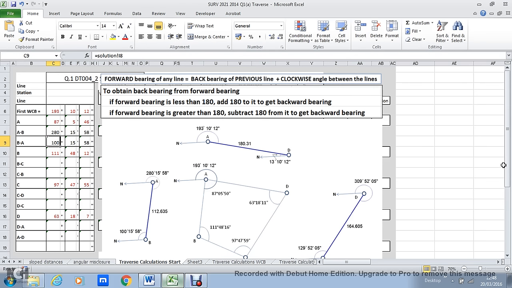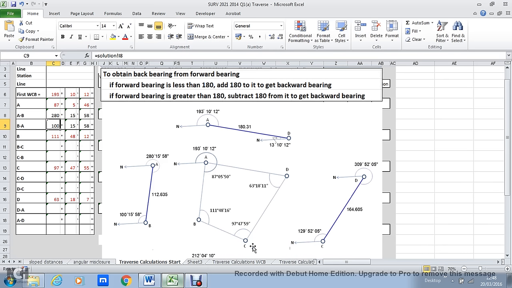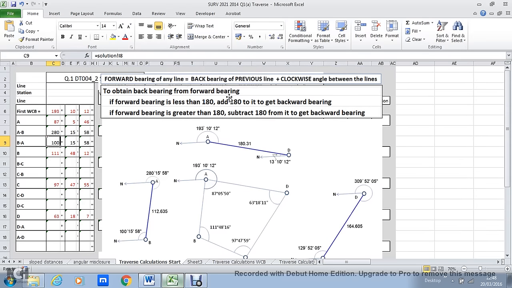Having got that, we now need the forward bearing of the next line, which is B to C. We follow our rule: the forward bearing of any line is the back bearing of the previous line. So the back bearing of the previous line is B to A, which is 100 degrees, 15 minutes, 58 seconds, plus the clockwise angle between the lines, and that's given here. It's this angle in here. The corrected angle is 111 degrees, 48 minutes and 12 seconds.